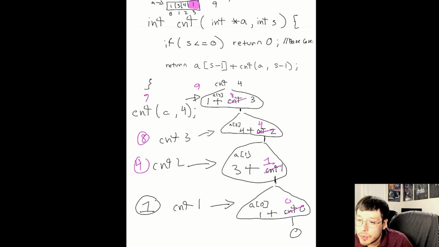Think about how you would do that with an array, or sorry, with a loop. You'd have to have a counter that counts backwards, right, from the end to the beginning. Here, you just go all the way to the end, and then as you unwind, you print it backwards.